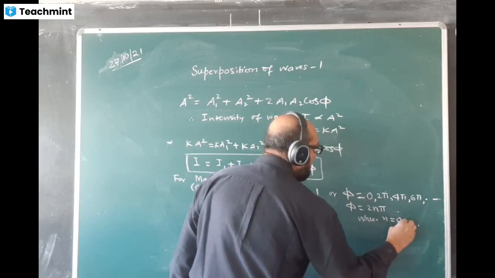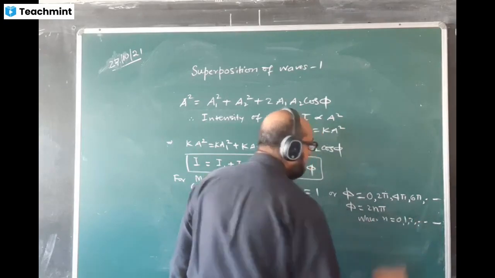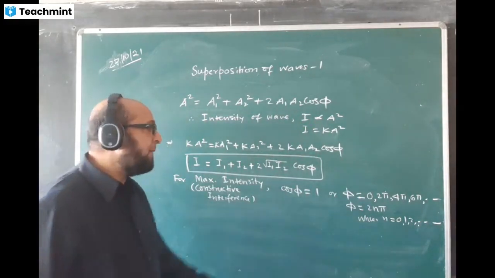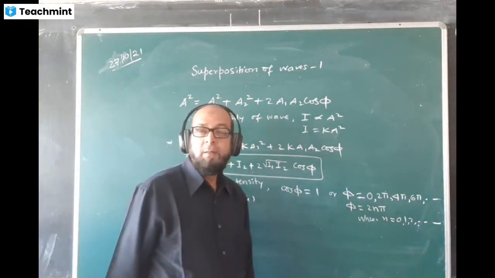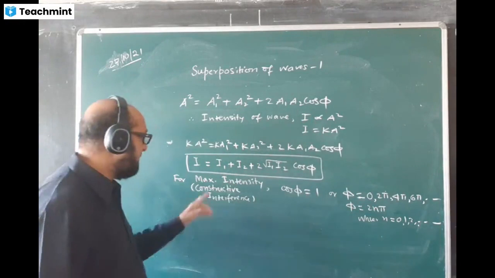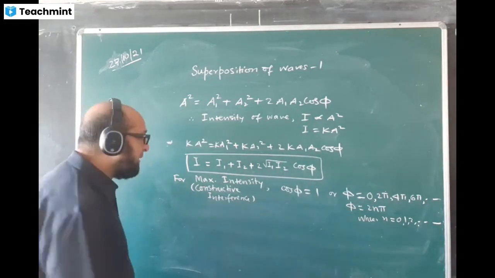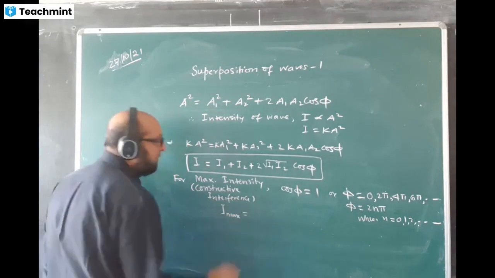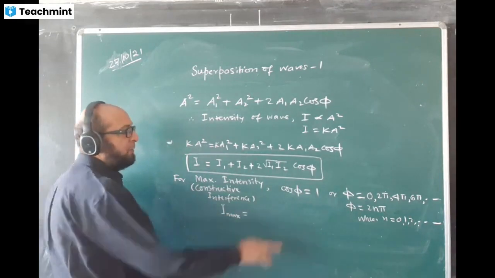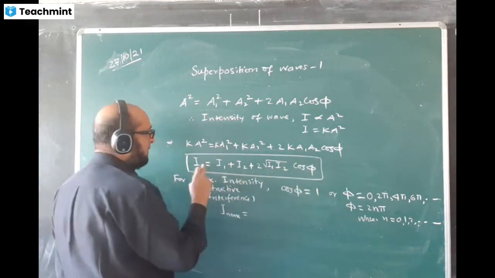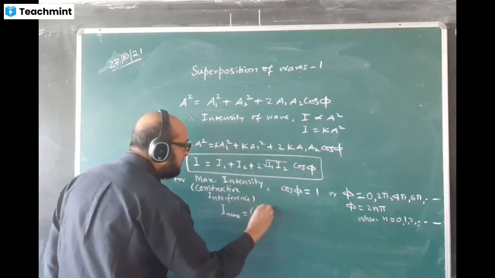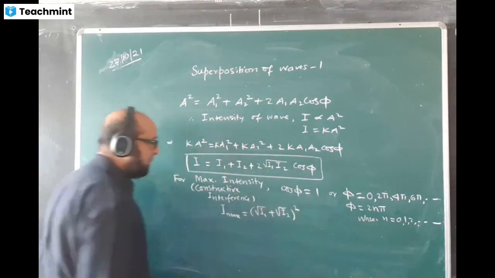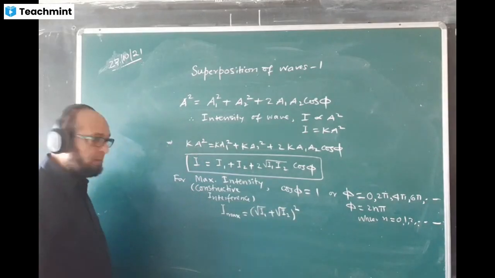where n is equal to 0, 1, 2, 3. That is, an even multiple of pi will give the maximum. And what is the value of the maximum, I max? If I put the cos phi value as 1, the formula becomes root I1 plus root I2 whole square. This is the value of I max.